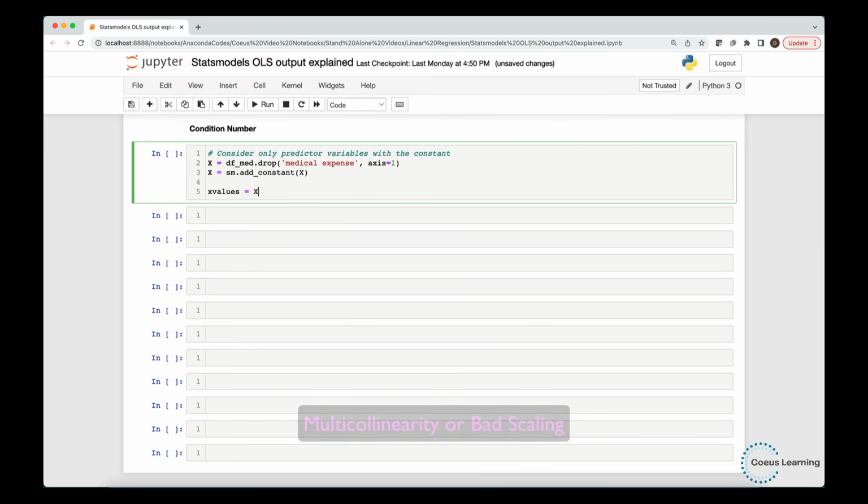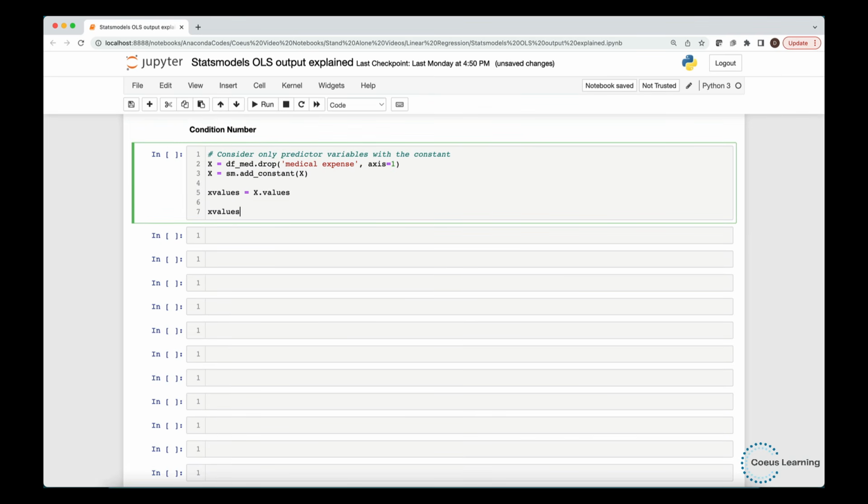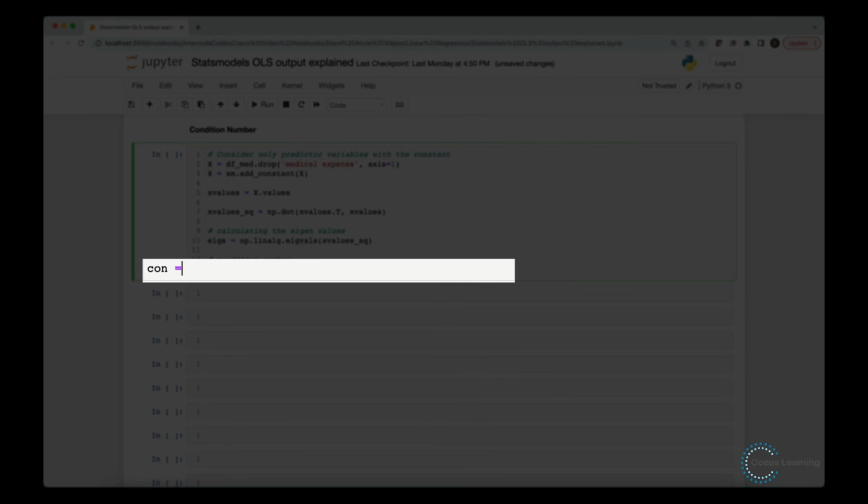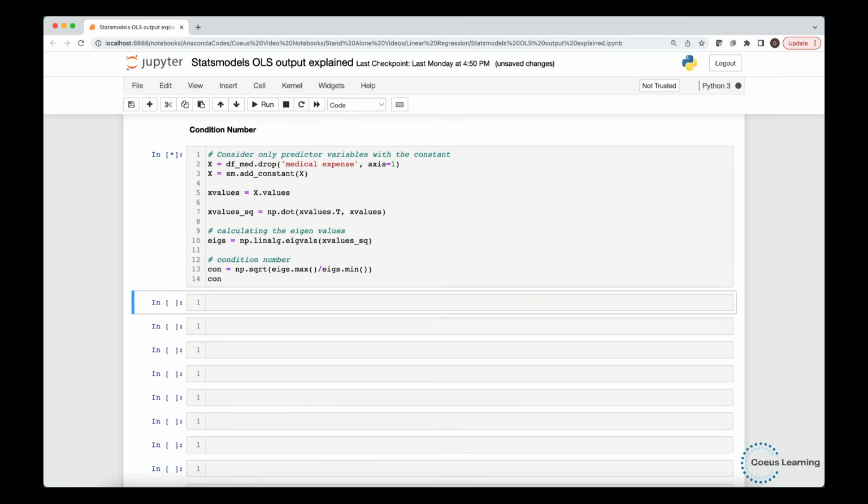We take the independent variables with the intercept and transform it into a NumPy array. We compute the eigenvalues. Condition number is given by the square root of the ratio between the maximum eigenvalue and minimum eigenvalue. You may tally the computed condition number with the OLS output.